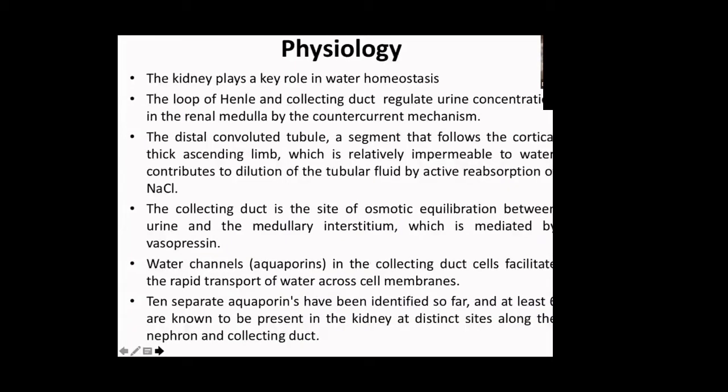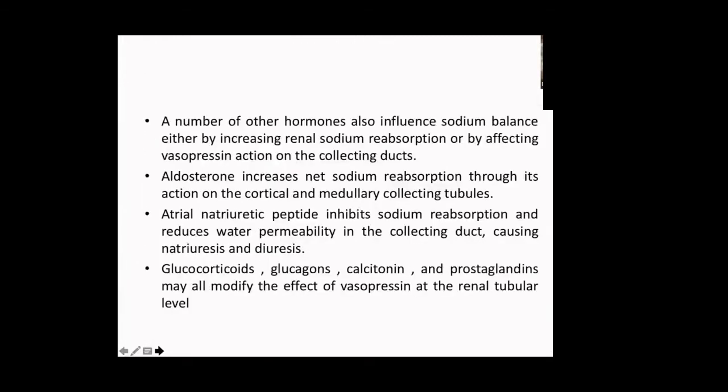So the kidney plays a very important role in water homeostasis. The loop of Henle and the collecting duct regulate urine concentrating mechanisms by the countercurrent mechanism. The DCT, a segment that follows the cortical thick ascending loop, which is relatively impermeable to water, contributes to the dilution of tubular fluid by active reabsorption of sodium chloride. The collecting duct is the site of osmotic equilibrium between the urine and the medullary interstitium, which is mediated by vasopressin. There are a lot of aquaporin channels, which help in rapid transport of water across the cell membranes.